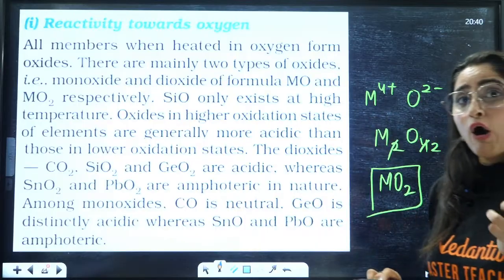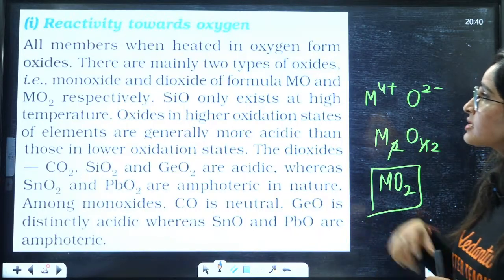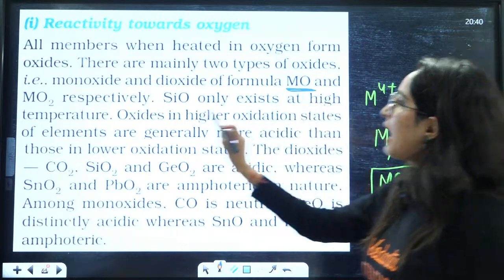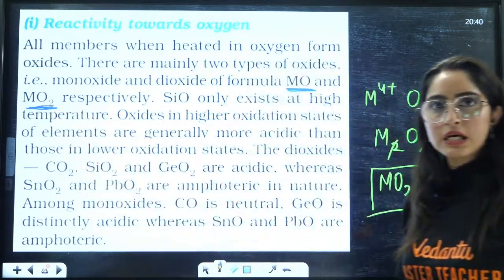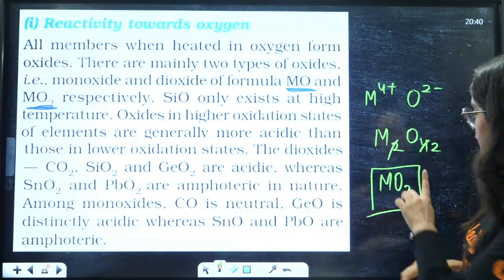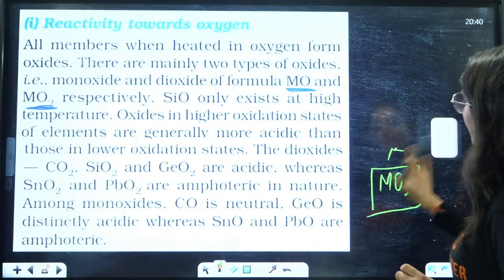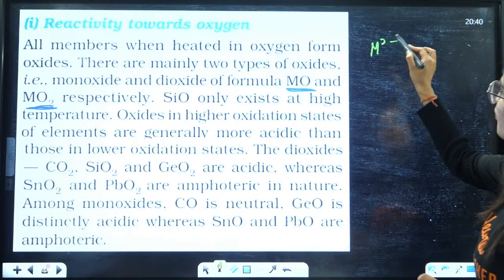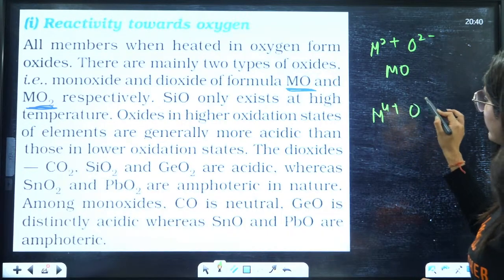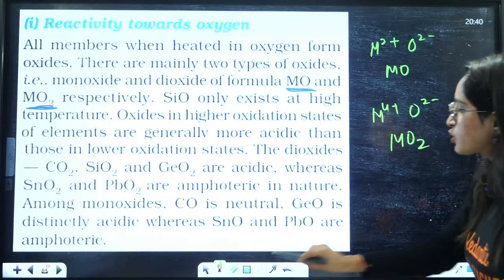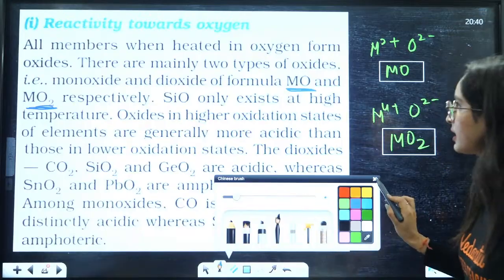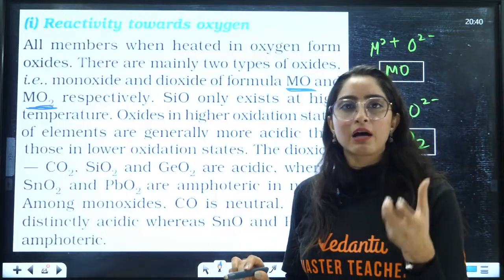Now, talking about the oxides, very, very famous. Two kinds of oxides are formed: one is MO, the other is MO2. When it exists as +4, it forms MO2 oxides. If it exists as M2+ and O2-, it will form MO. If it exists as M4+ and O2-, it will form MO2. So two oxides are formed here. We know carbon monoxide, carbon dioxide.